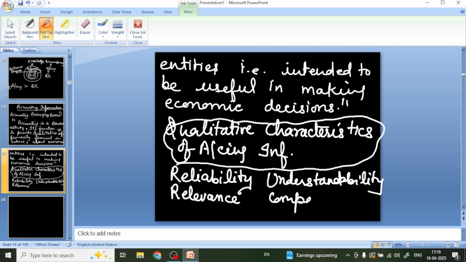Comparability. Comparability means users should be able to compare the accounting information of an enterprise, organization, or entity of the period with that of other periods. That is known as intra-firm comparison, or with the accounting information of other enterprises, that is known as inter-firm comparison. When we compare information within a firm, that is intra-firm comparison. When we compare with other enterprises, that is inter-firm comparison.